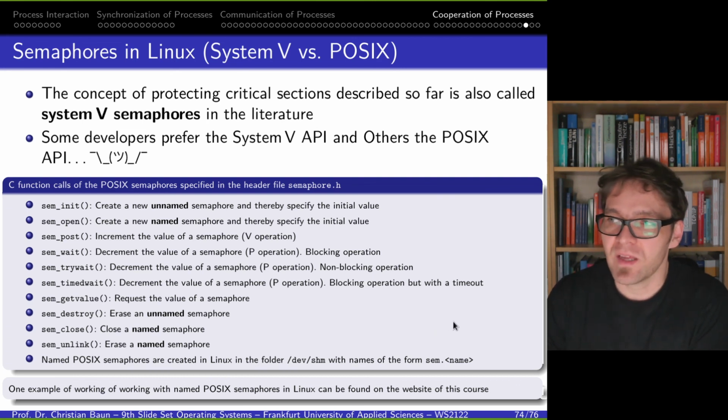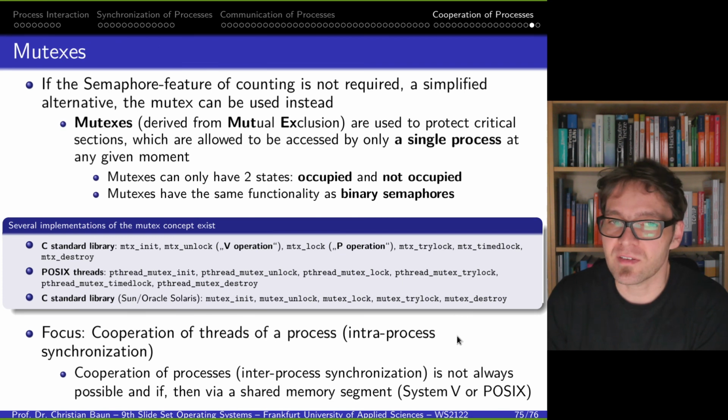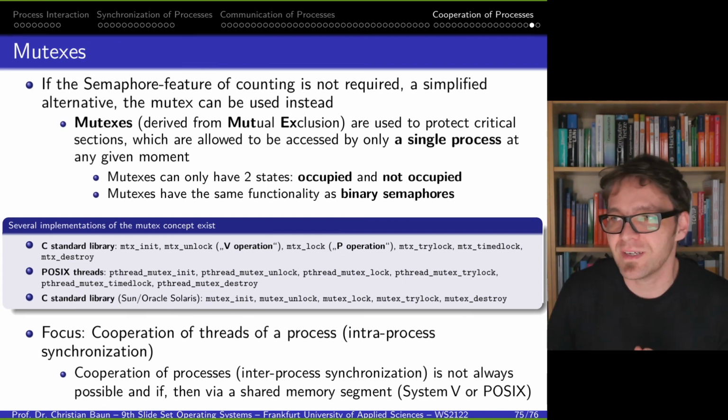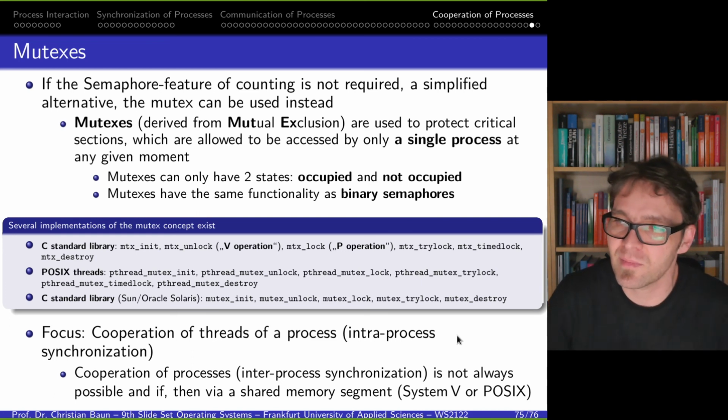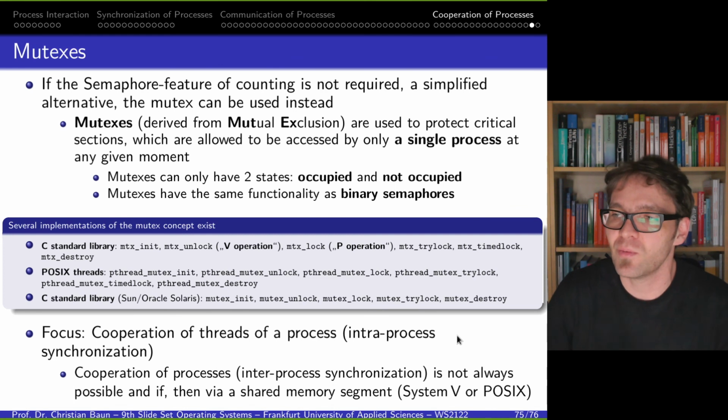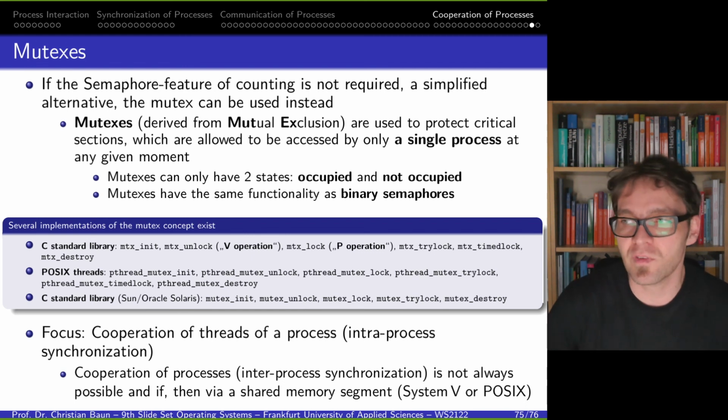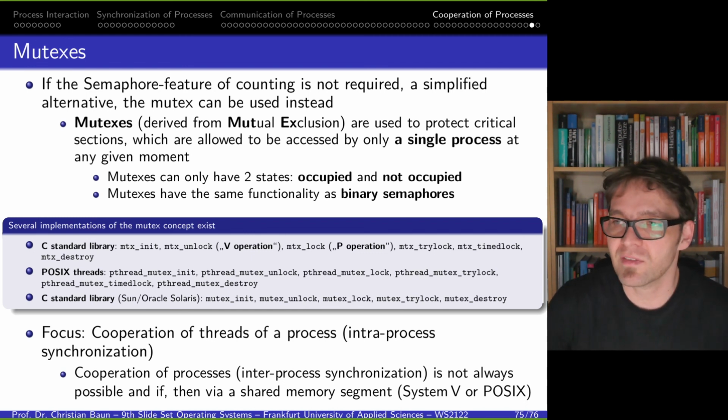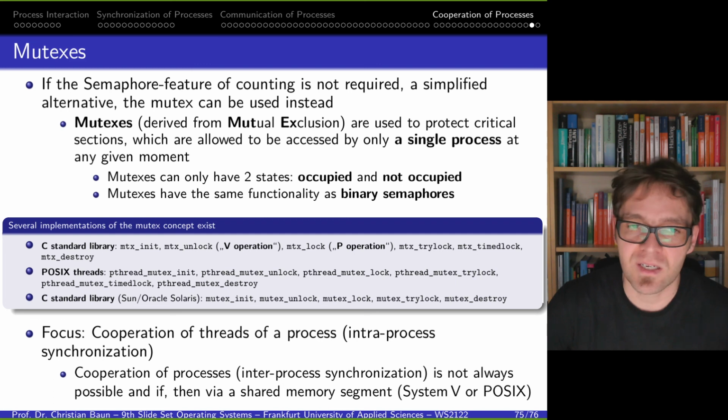Okay, super short summary about mutexes. Mutexes are basically castrated semaphores. If you don't want the counting feature beyond value 1, so if you are happy to basically differentiate two states, you could use mutexes. A mutex is just for handling two states. It's basically the same as a binary semaphore.